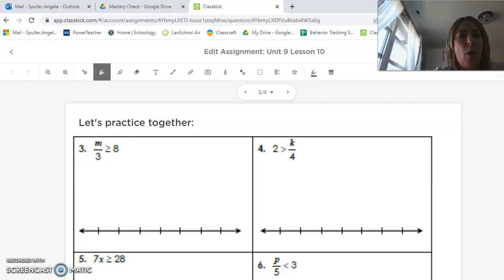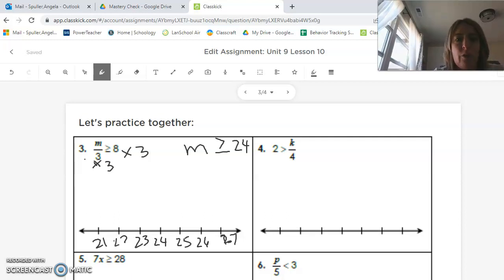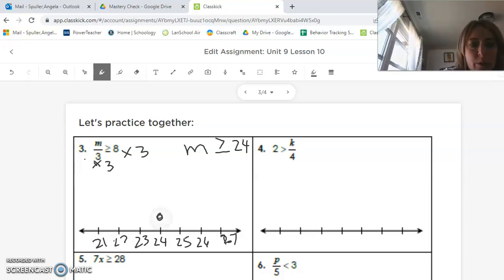Here we have m over 3, which means m divided by 3. So to do the opposite, we have to multiply both by 3. So we get m is greater than or equal to 24. 24, 25, 26, and 27. Oops, really bad too. 23, 22, and 21. Pen's not working very well. Okay, greater than and equal to, so I'm going to put the closed circle. Greater than goes to the right.